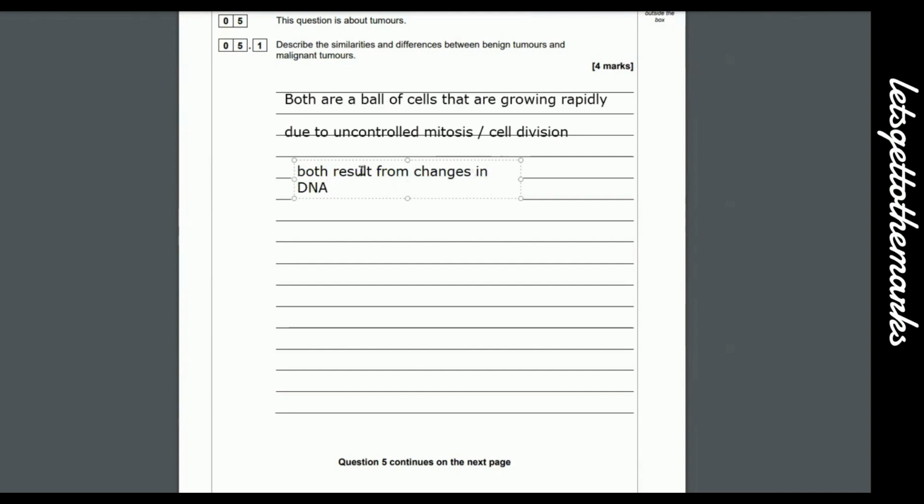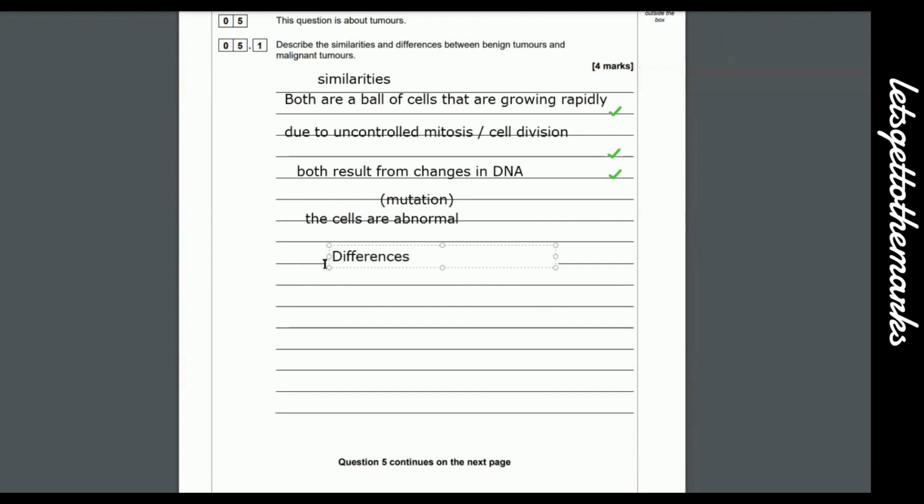Do you know the word for a change in the DNA? If you do, you can put that fancy word down, and it is mutation. That is a change in a DNA, and you need to know that. You can also call that a change in a gene, specifically changing a gene. So these are my similarities. I've done 3. That should be enough. Also, the cells are abnormal. So the cells are not normal. You could get up to 3 marks for this. You won't get 4 because they want some differences. If you haven't done any differences, they're not going to give you all 4 marks. So let's do some differences.